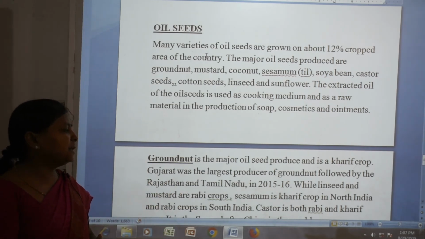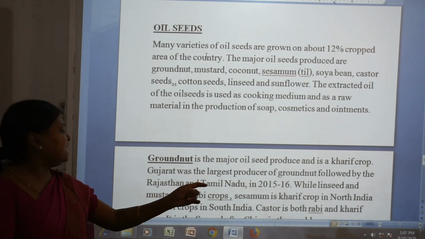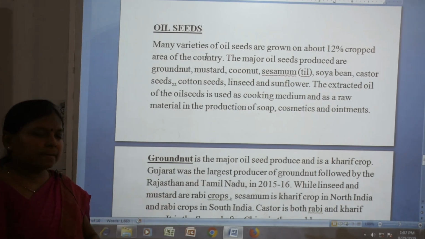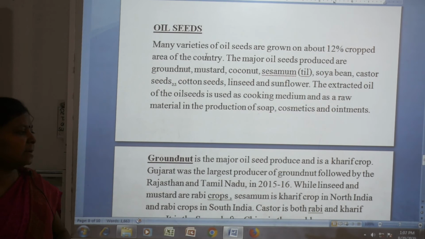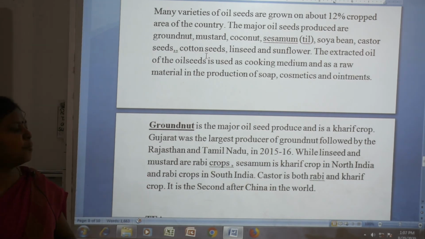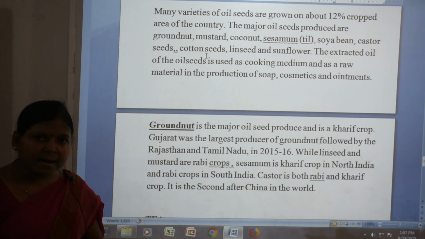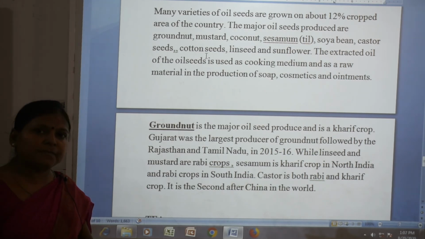In 2015-16, while linseed and mustard are rabi crops, sesame is a kharif crop. It is grown as a kharif crop in North India and as a rabi crop in South India. Castor is both. We call it a rabi and kharif crop. It is second after China in the world.